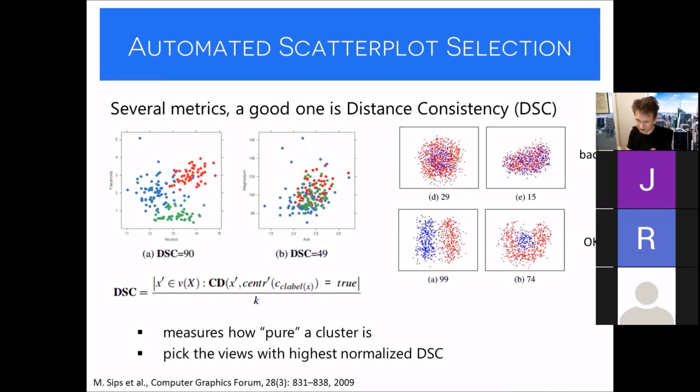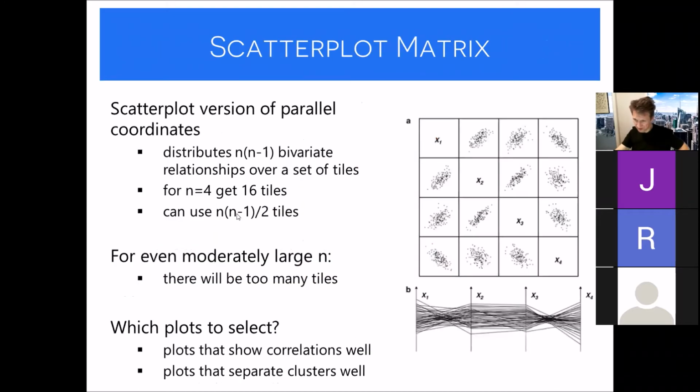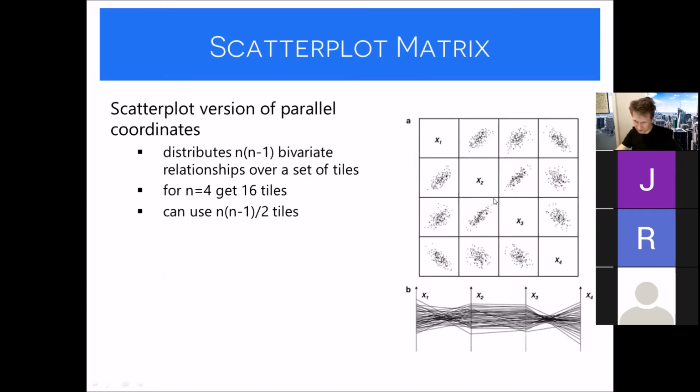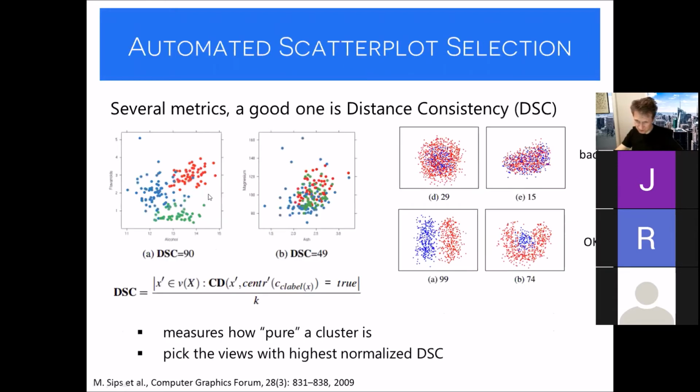Because bivariate clusters are really easy to understand, and then you show the best bivariate clusters you can give, right? So that's basically here, right? You would show this one. Well, here there's no bivariate cluster, there's no classes, right? For this to work, you need classes, okay? So this is a really good way for automated scatterplot selection, okay?